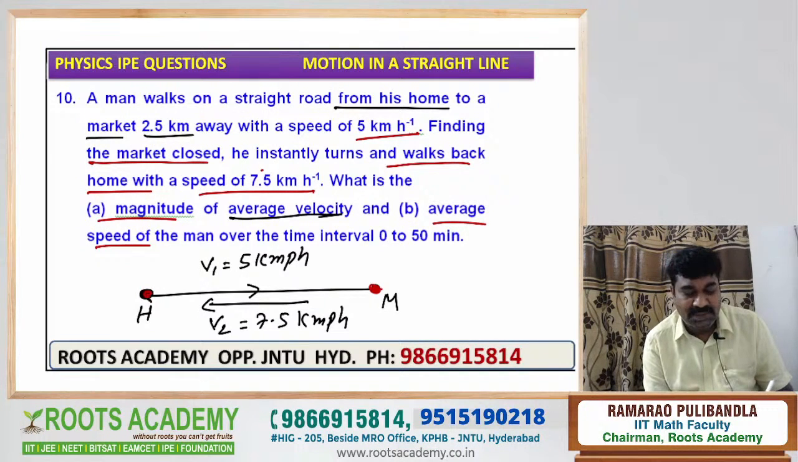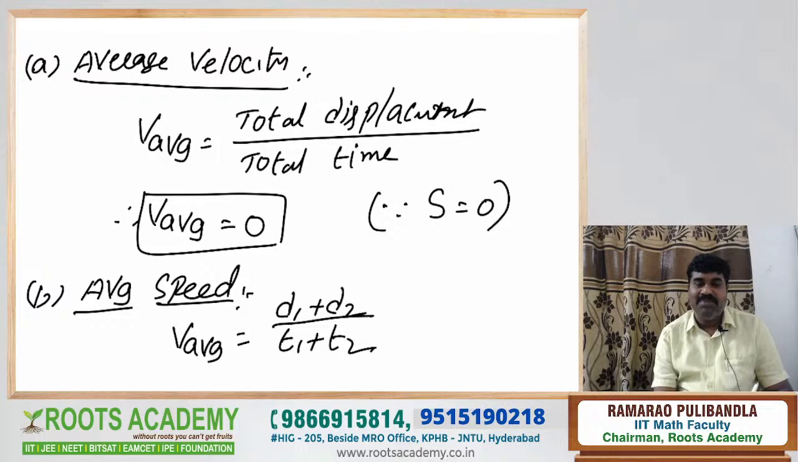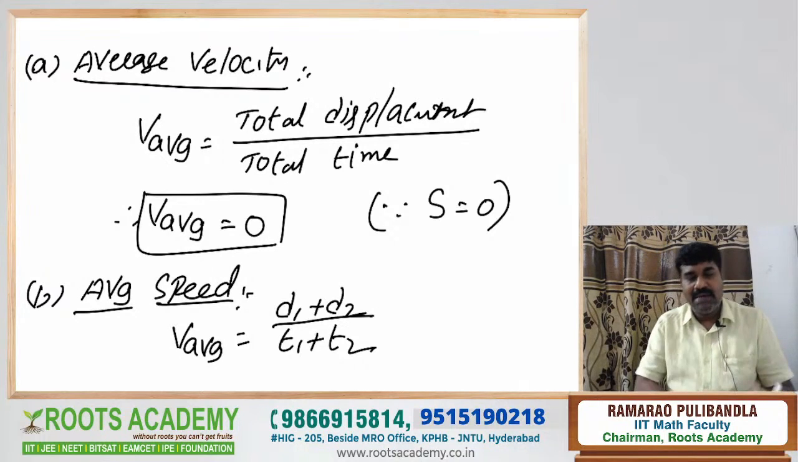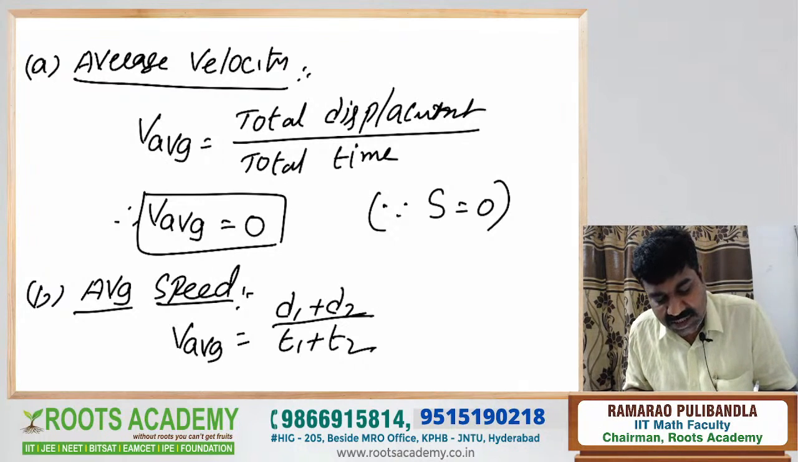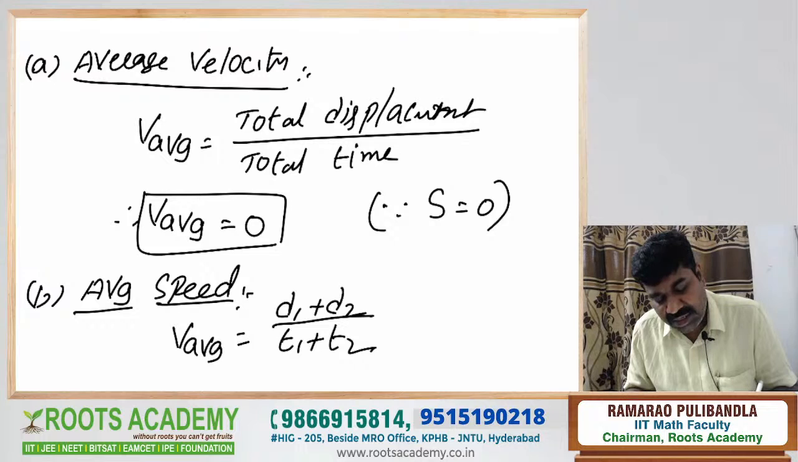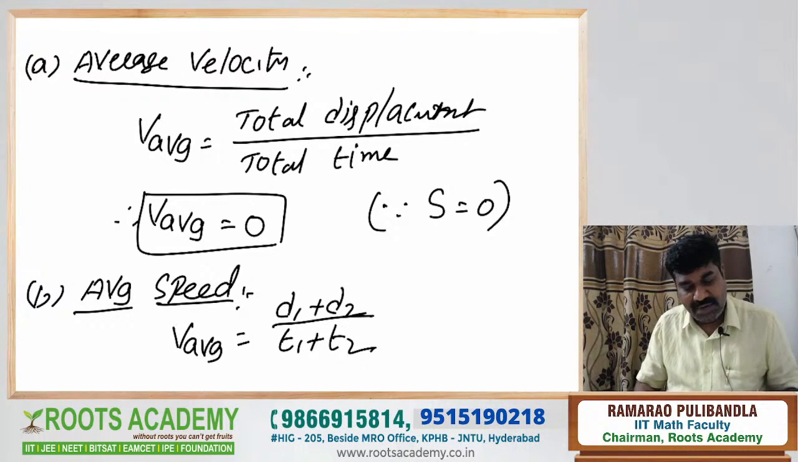Now we go for the average speed. What is the average speed? Average speed is nothing but total distance by total time taken. That is d1 plus d2 by t1 plus t2. So the average speed V average is equal to d1 plus d2 by t1 plus t2. Here d1 is equal to d2, which is 2.5 kilometers. Here, what is the distance? That is 2.5 kilometers.